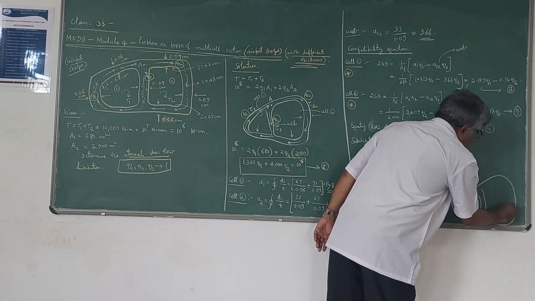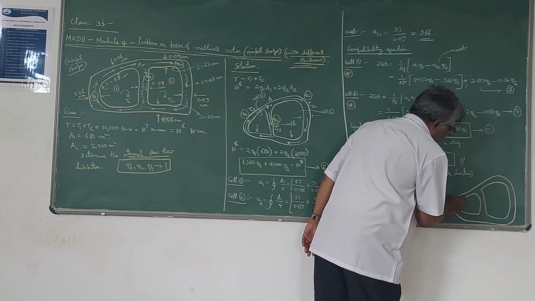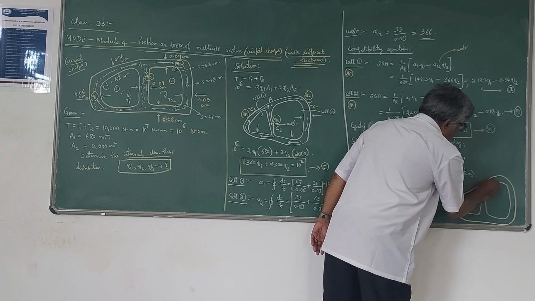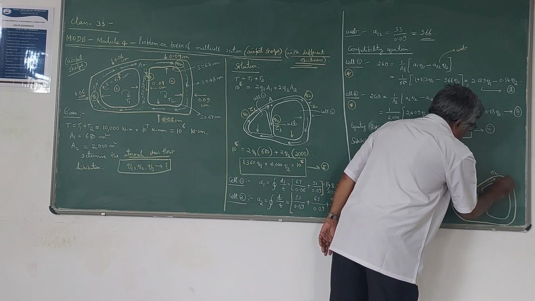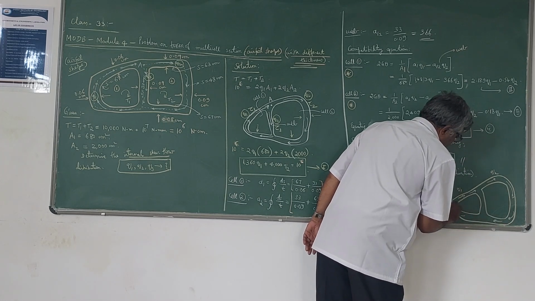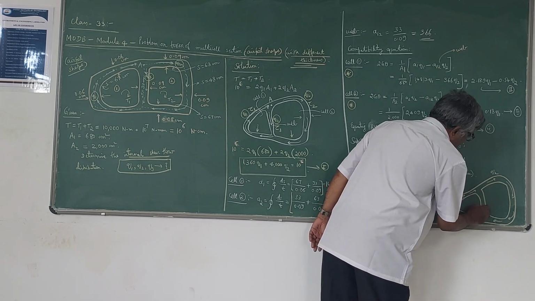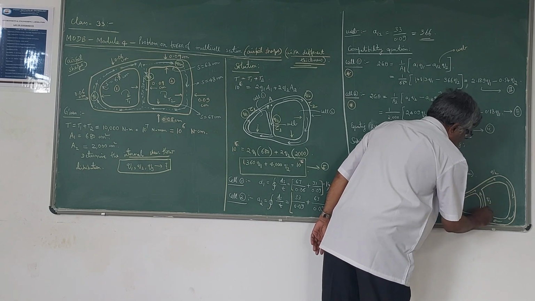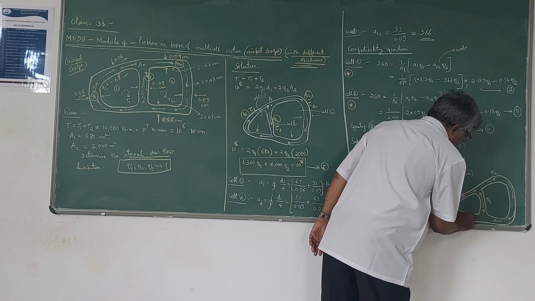So I can show the shear flow direction like this. Q1 is positive, so the assumed direction is okay. Q2 is also positive, the assumed direction is okay. It flows like this. Whereas Q3 is negative, that means it flows like this. So Q3 will be like this. This is the shear flow, which is all he has asked for.